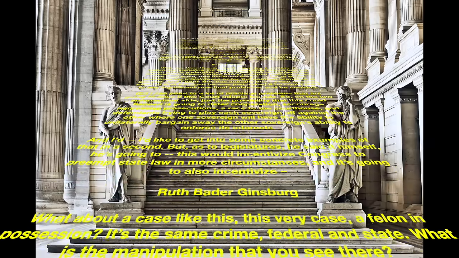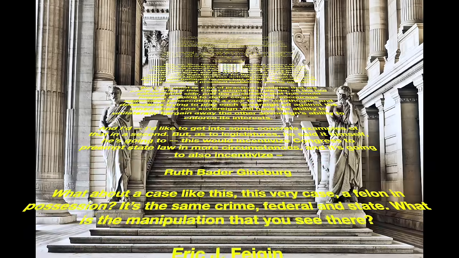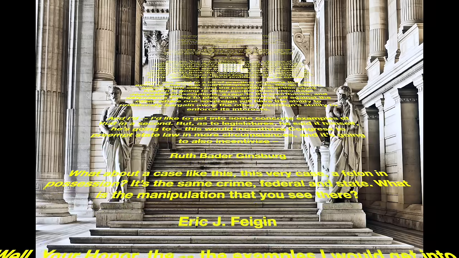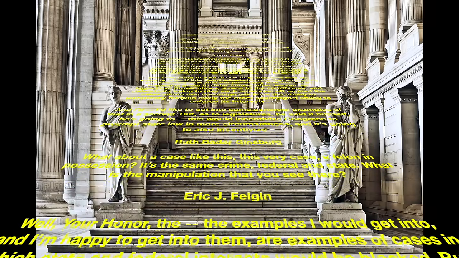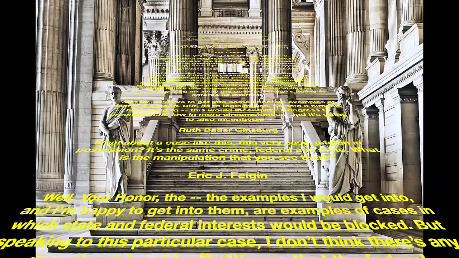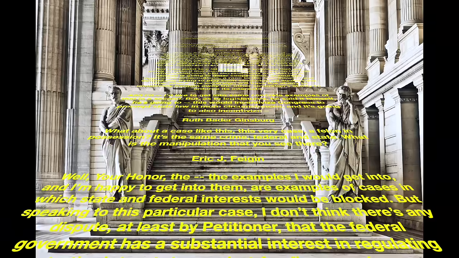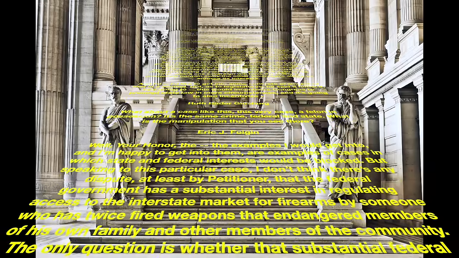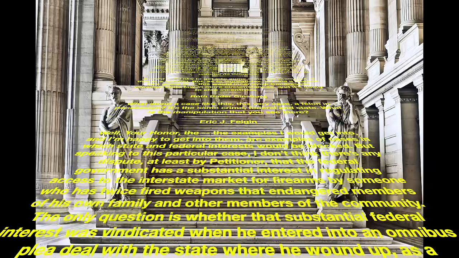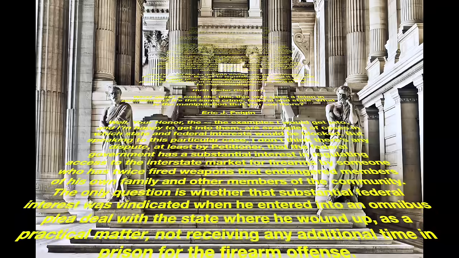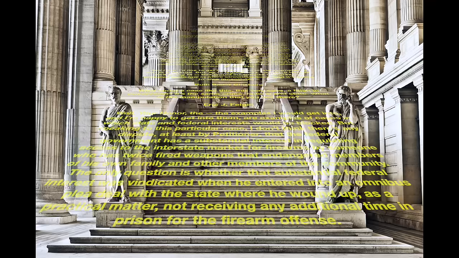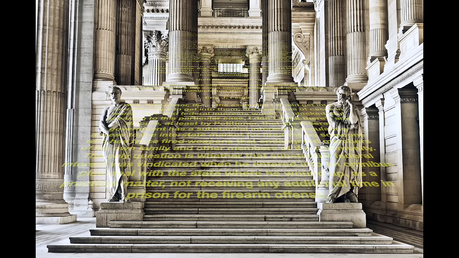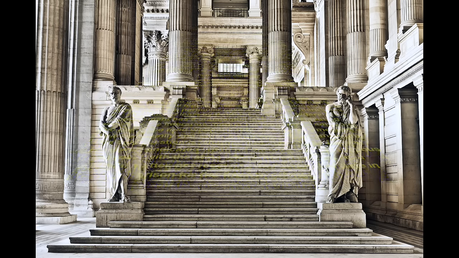What about a case like this very case, a felon in possession? It's the same crime, federal and state. What is the manipulation that you see there? Well, Your Honor, the examples I would get into are examples of cases in which state and federal interests would be blocked. But speaking to this particular case, I don't think there's any dispute, at least by petitioner, that the federal government has a substantial interest in regulating access to the interstate market for firearms by someone who has twice fired weapons that endanger members of his own family and other members of the community. The only question is whether that substantial federal interest was vindicated when he entered into an omnibus plea deal with the state, where he wound up, as a practical matter, not receiving any additional time in prison for the firearm offense.